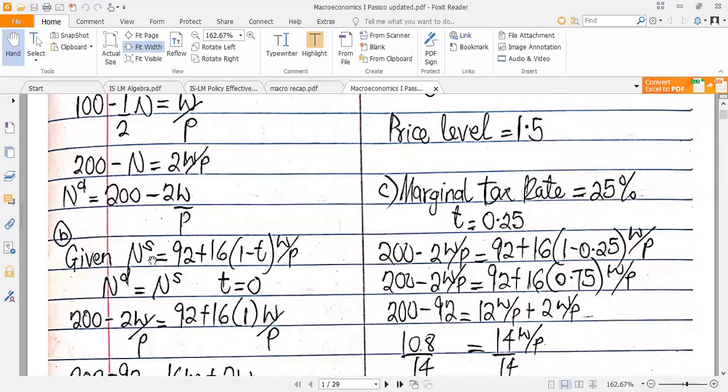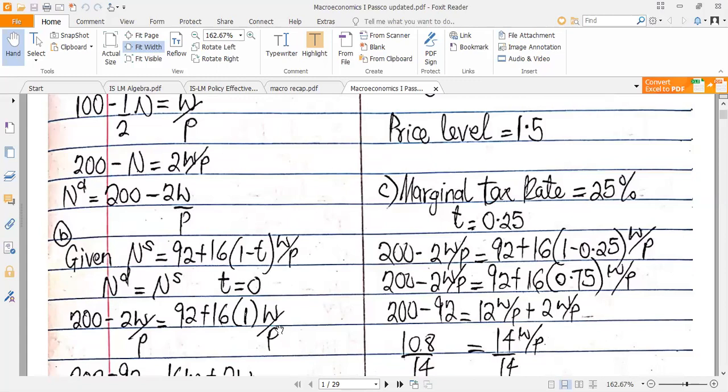And then this was the NS, the labor supply function. Okay, it was a function of the marginal tax rate, but the tax rate was given as 0. So you have to insert your 0 here. Whatever value they give you for the marginal tax rate, insert it here. If you put 0 here, we'll get 16 by 1. So the NS is 92, and then our 16W over P.